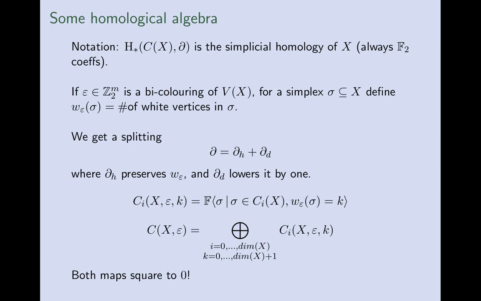If instead there are 2 or more black vertices inside a simplex, then the square of the horizontal differential is just given by all the dimension 2 faces of the simplex obtained by removing 2 black vertices. But this can be done in two different ways, choosing first one black vertex and then the other, or the other way around. And so these two choices cancel out over F2. Hence the square of the differential is actually 0.